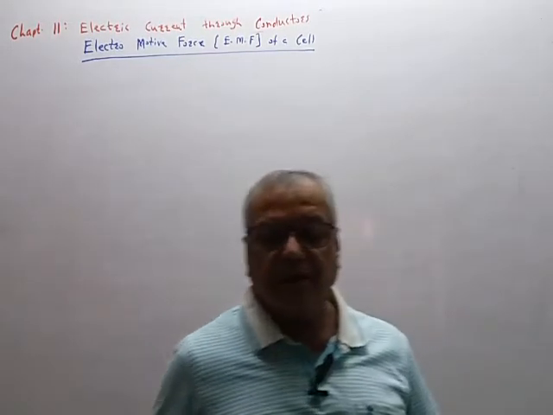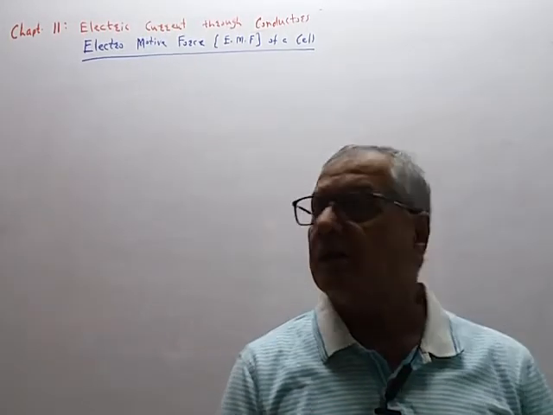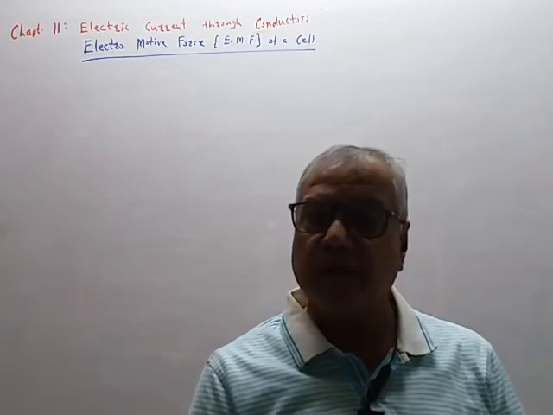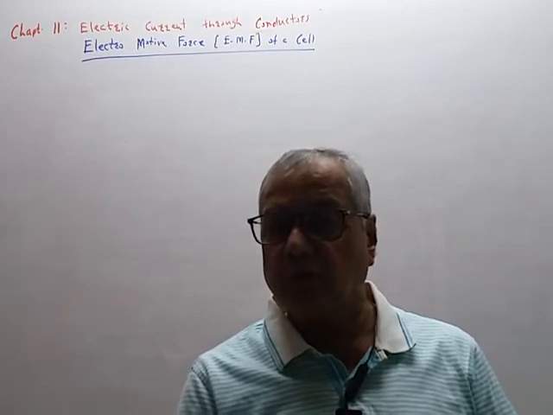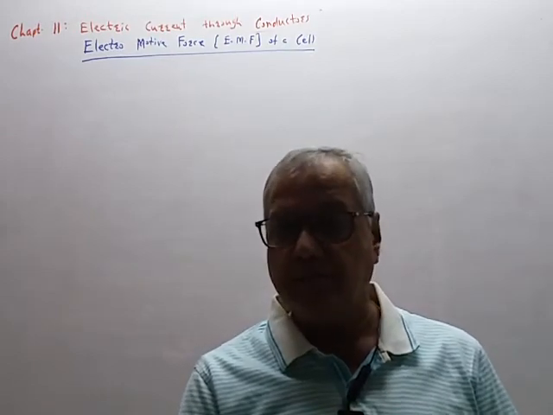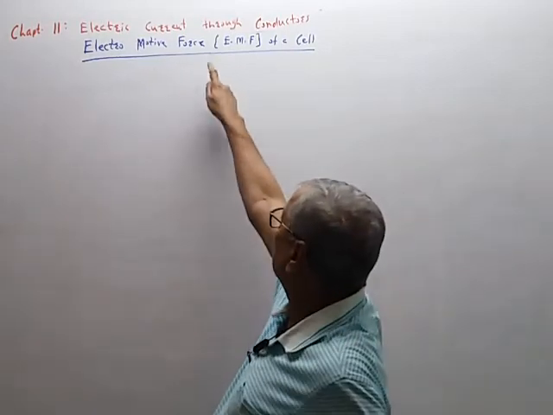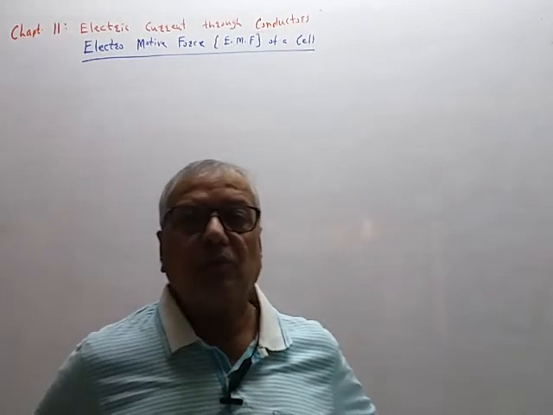So now we are studying the electric current through conductors, and we know that current is supplied by a cell, by a source of electricity. This electromotive force, short form EMF, is one of the important properties of a cell.